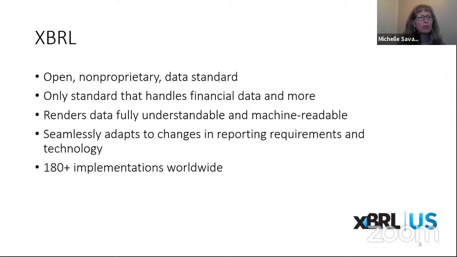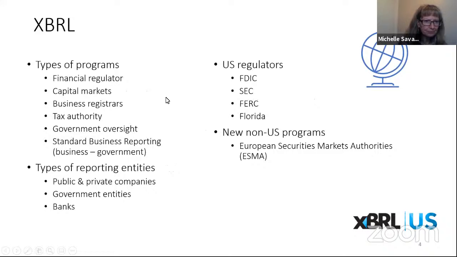And I think very importantly to a lot of the implementations that we see around the world is that it can seamlessly adapt to changes in reporting requirements and technology. And this is a really important factor when it comes to regulatory programs like the one we're going to talk about today. There are about 180 plus implementations of XBRL around the world, and those cover all different types of programs, from financial regulatory programs, capital markets, business registrars, tax authorities, government oversight, and there are even some programs that we call standard business reporting, which is reporting of business to government and kind of back and forth.